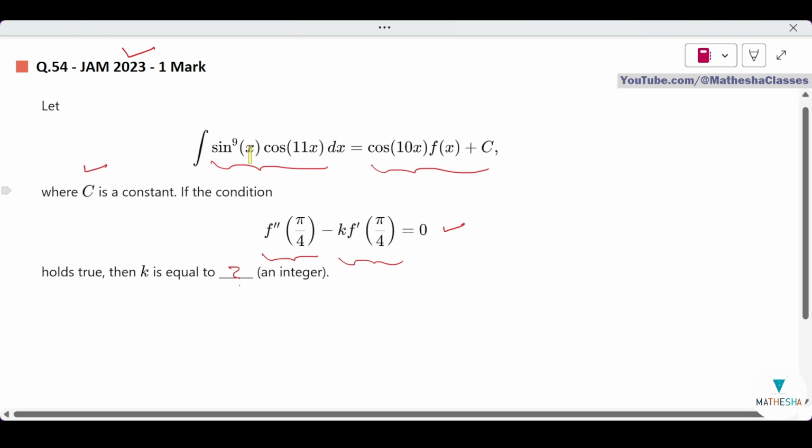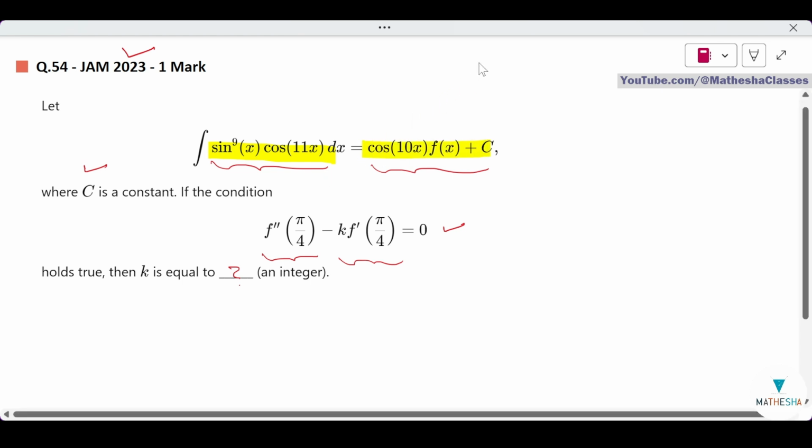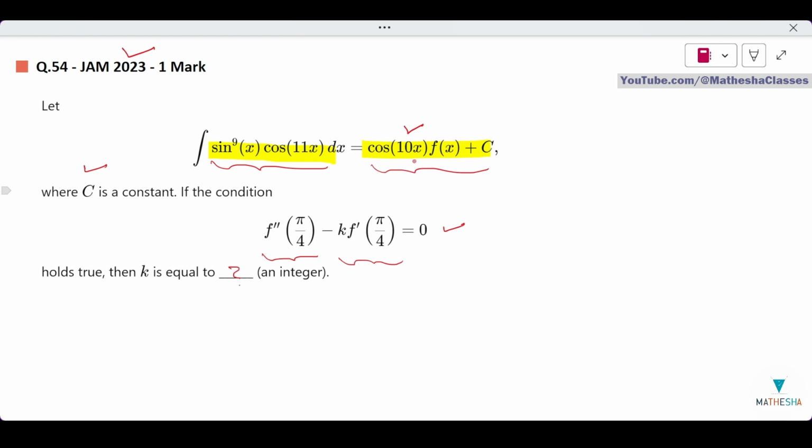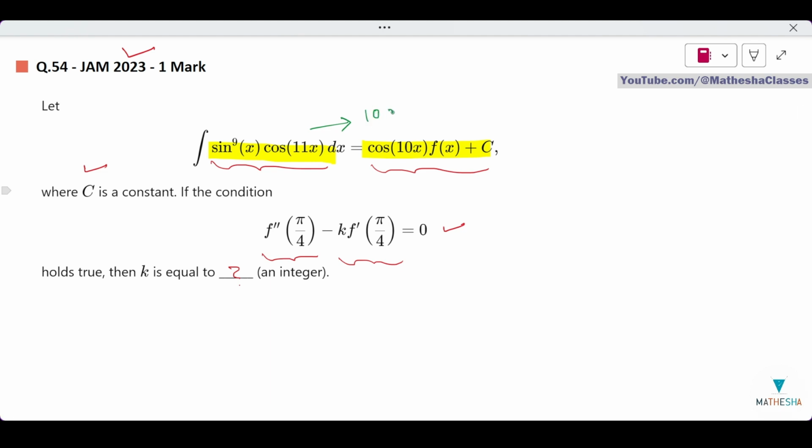So here we require to first integrate this function, and we have to express it in this form. So here lies the clue, cos of 10x. So how should you express 10x? Note carefully, on the left we have a 11x and a x. So the clue is that this 11x will be represented as 10x plus x. So that is the clue.